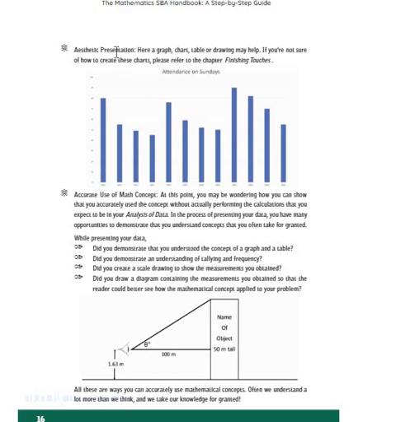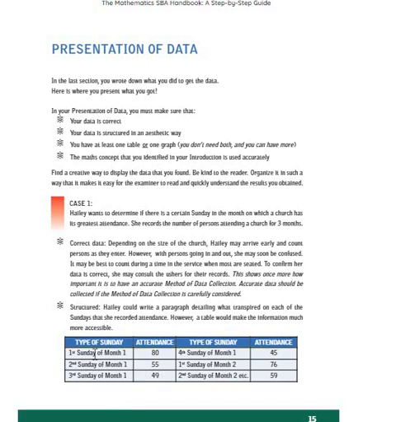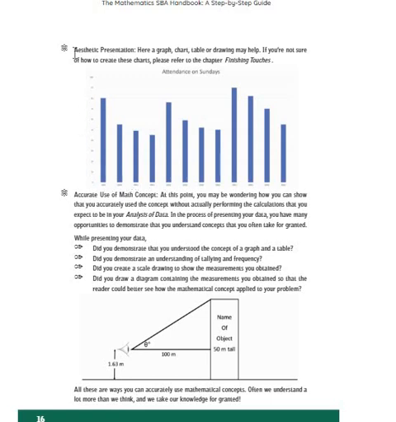Let's go over this again. Aesthetic presentation. Here, a chart, graph, table, or drawing may help. If you're not sure how to create these charts, please refer to the chapter Finishing Touches. And so we see this chart with attendance on Sundays as the header, and then we have these bars, but the quantity will be on the left hand side, going up the vertical axis, the y-axis, and on the horizontal axis, the x-axis. I can't really see what's there, but we could go back and see what we actually used. We see first Sunday, so I guess these will be the type of Sunday underneath, and the quantity will be on the left.